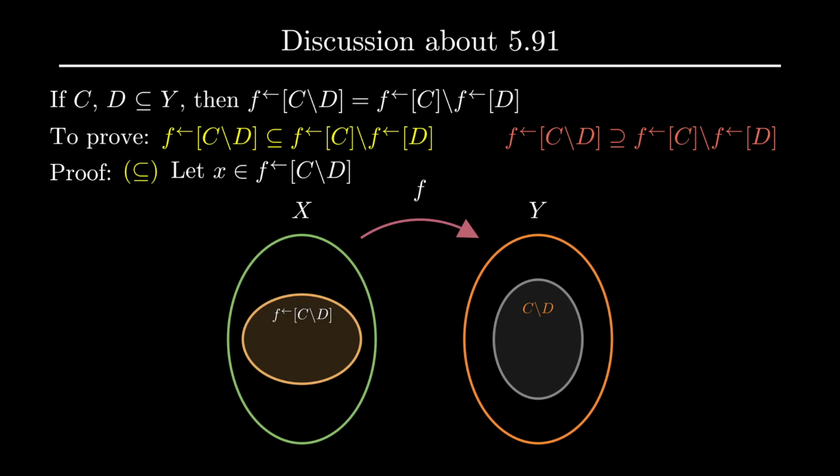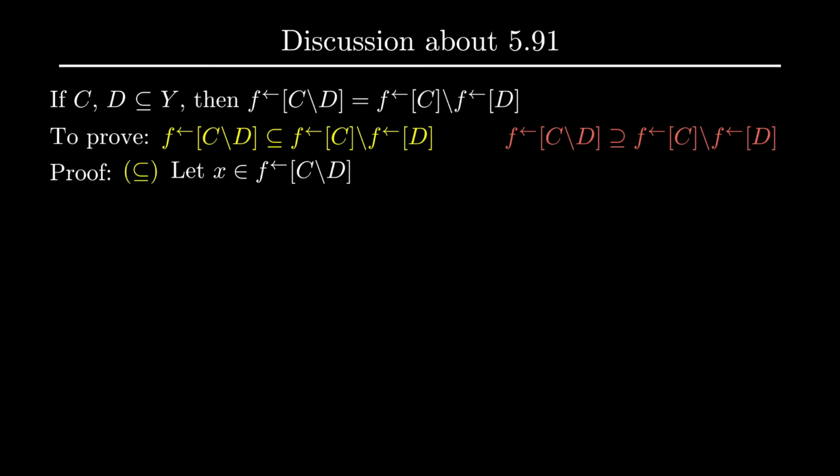That simply means every element in the preimage of C minus D gets mapped to C minus D, and every element outside the preimage of C minus D gets mapped outside of C minus D. So, if x is in the preimage of C minus D, then f(x) must be in the set C minus D. So let's write that in our proof. If x is in the preimage of C minus D, then f of x is in C minus D. I think this will help you get started with this proof.